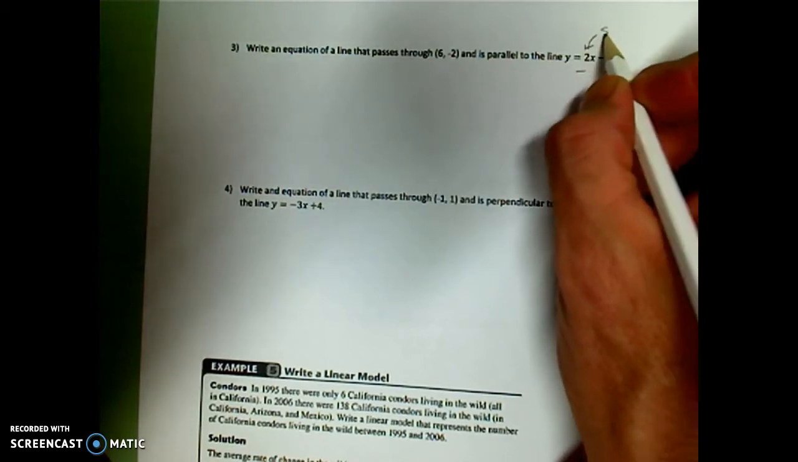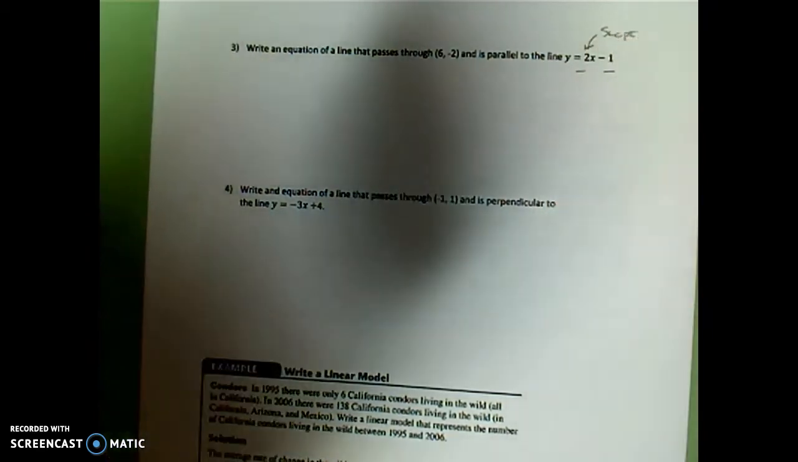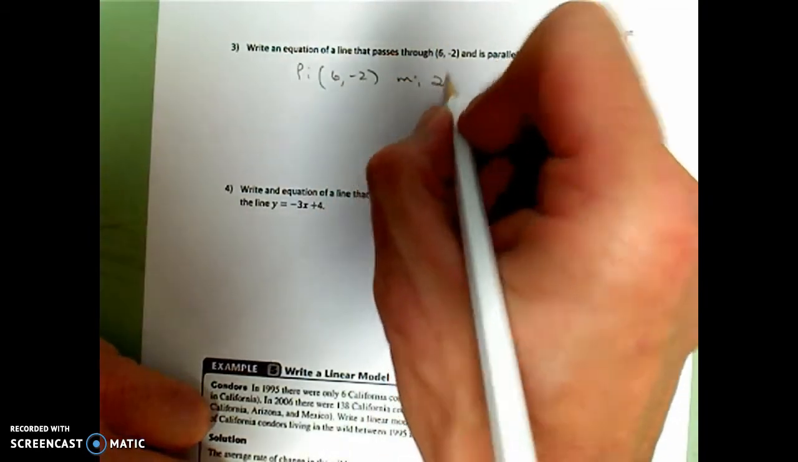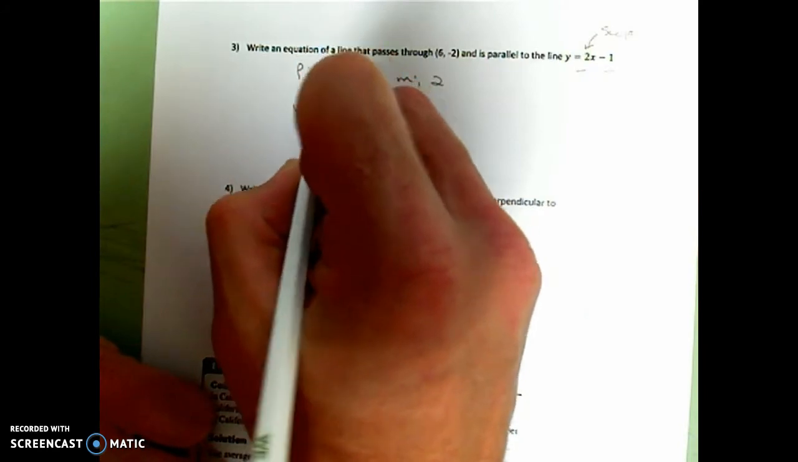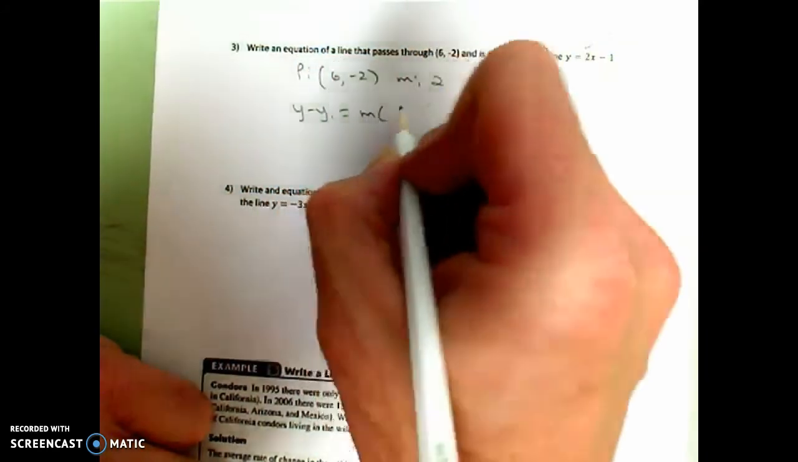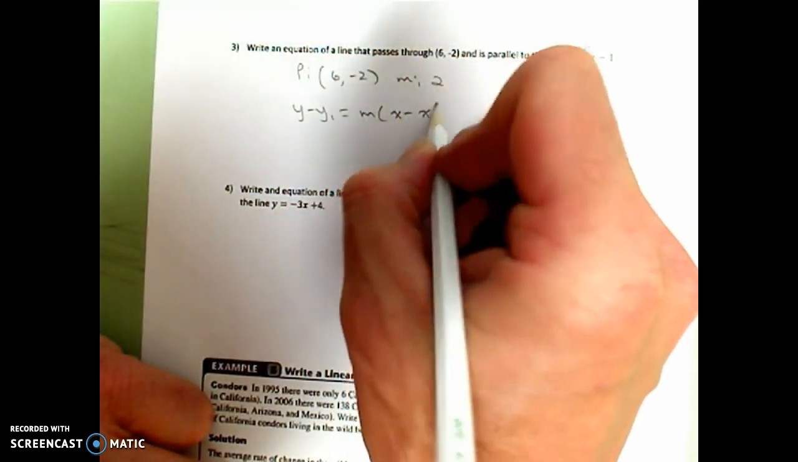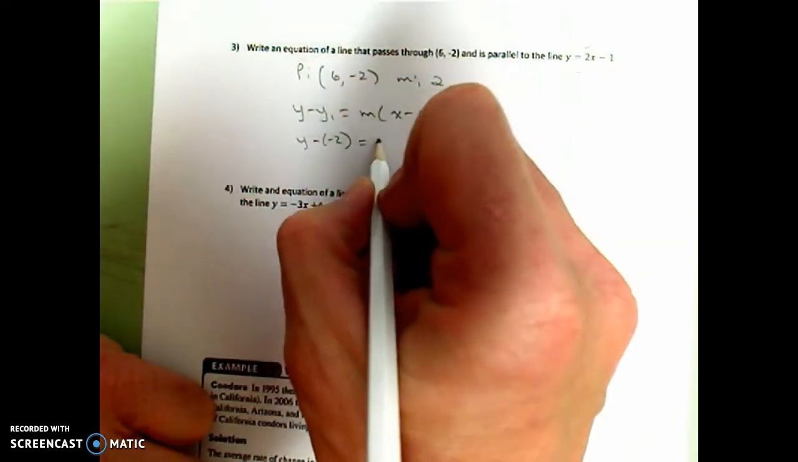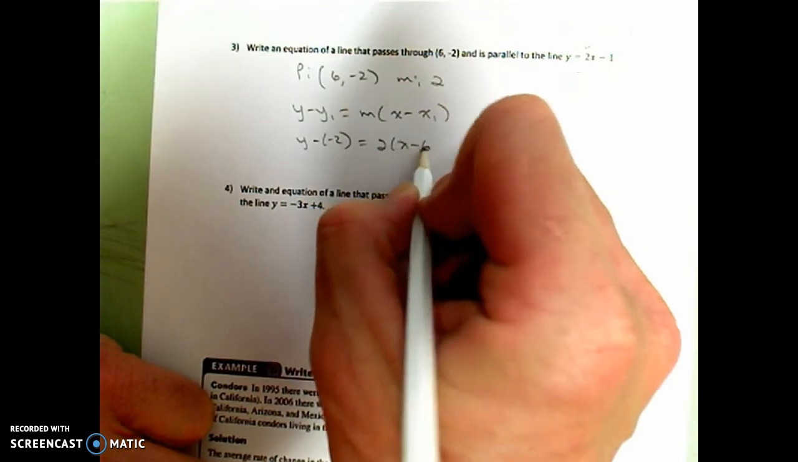This is y equals mx plus b form. My slope value is the multiplier on x. My slope is 2. So I have a point, 6, negative 2. I have a slope value of 2. y minus y1 equals m times x minus x1. y minus negative 2 equals 2 times x minus 6.